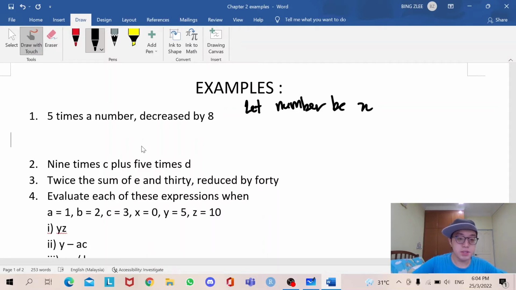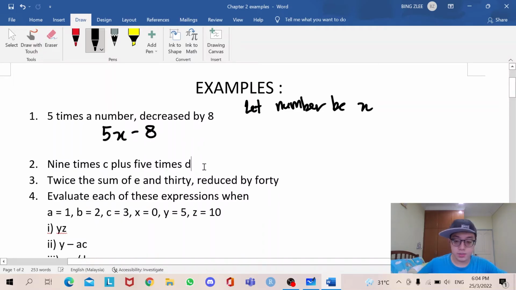So 5 times a number, which means 5 times a number decreased by 8. All right. 5 times a number decreased by 8. Okay, so this is the expression that you will see, 5x minus 8. So this is how you compose an algebra expression from the information given.